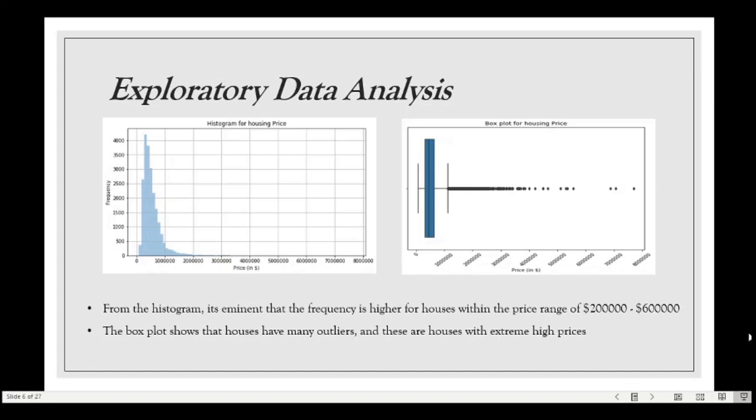The target of this analysis is the price of houses in King County. On the left-hand side, we have a histogram of housing prices. From the histogram, we see that the price distribution is highly right skewed, and the highest frequency is for houses within the price range of $200,000 to $600,000. On the right-hand side, we have the box plot for housing prices, and from the box plot, we see that there are many outliers, and these are because of the luxury homes with high prices.